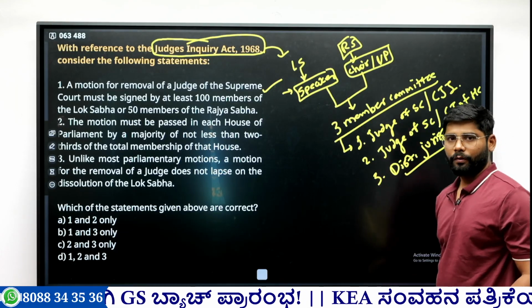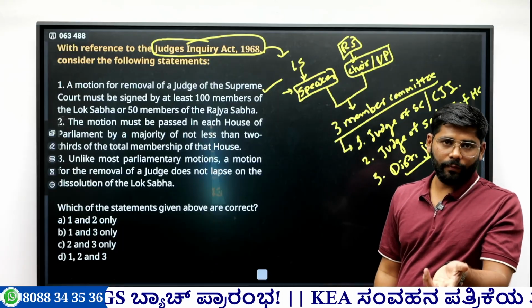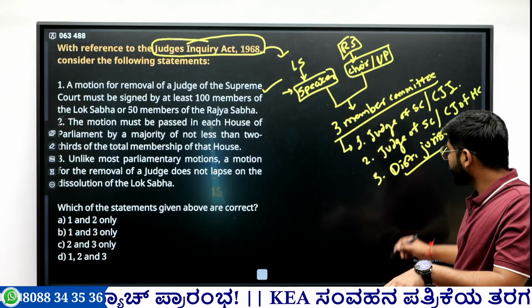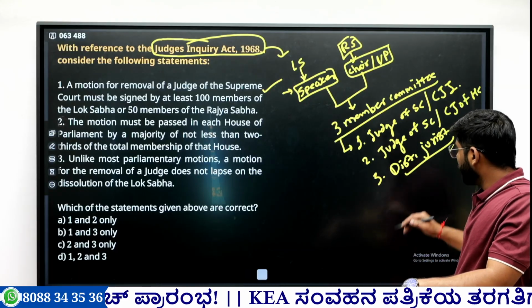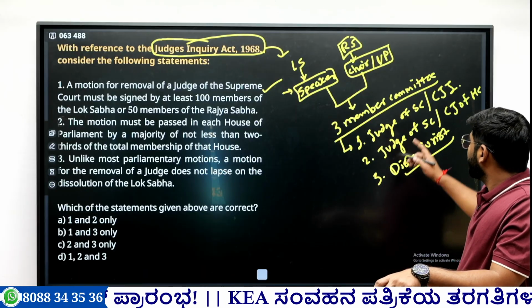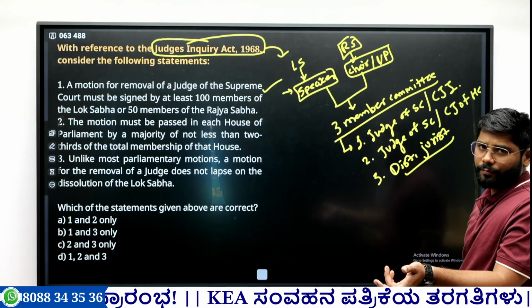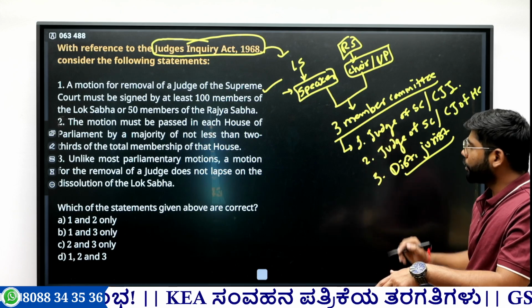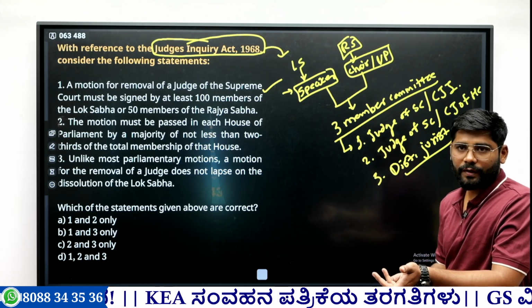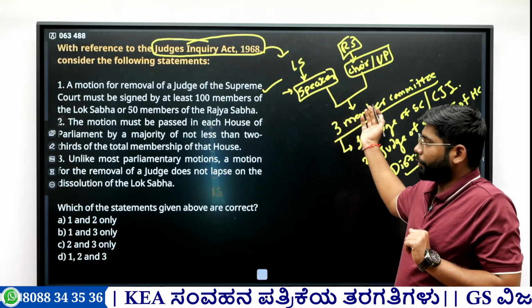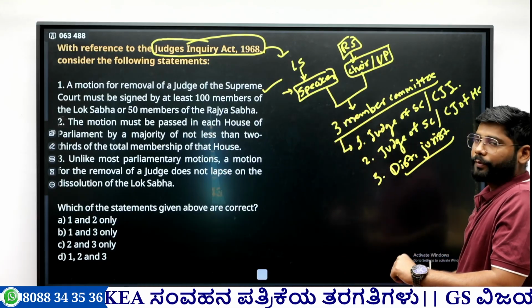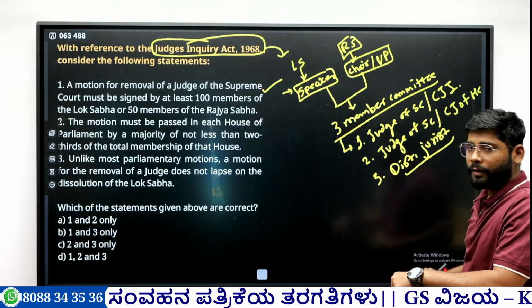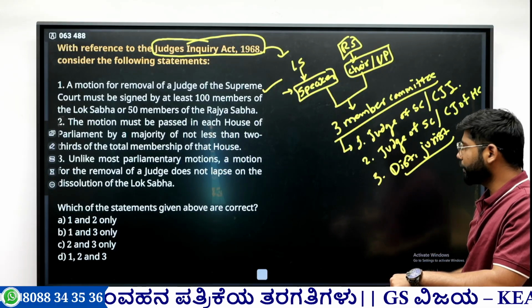This person is also eligible for appointment as a judge of Supreme Court, so that's why this condition is included here. So the three people: if the impeachment motion is against the Chief Justice of India, then a judge of Supreme Court will be there. If the motion is against a judge of Supreme Court, then the Chief Justice will be there. They can bring another judge also, or the Chief Justice of High Court, and the third person a distinguished jurist.